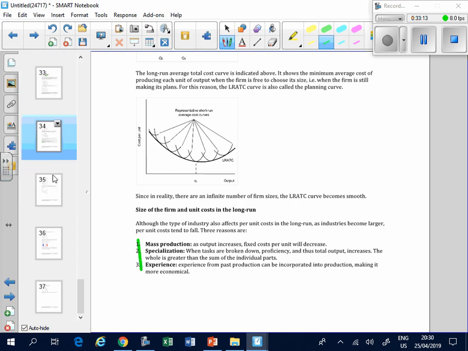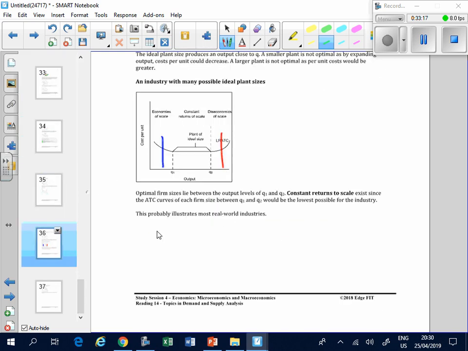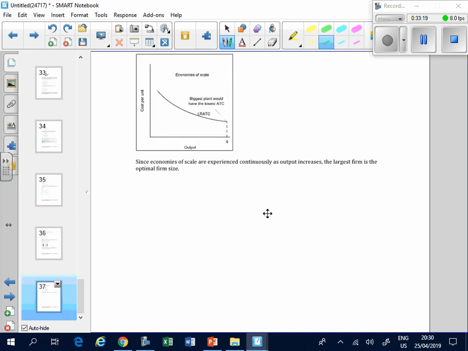Let's see where we sit in the bigger scheme of things. Okay, like I said, it goes quicker because there's just lots of images.